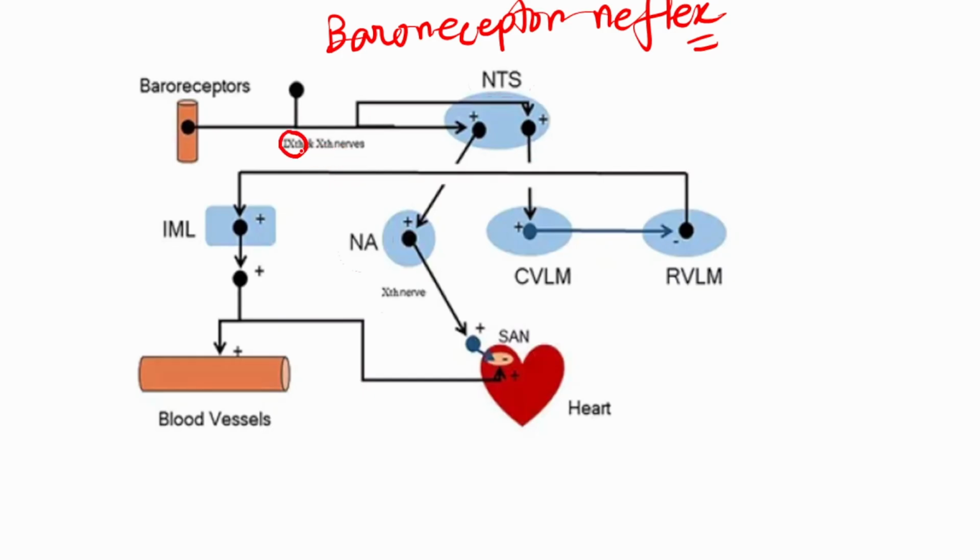9th cranial nerve is known as glossopharyngeal nerve, and 10th cranial nerve is called the vagus nerve. They send the signal to the nucleus tractus solitarius of the medulla. Then NTS processes this sensory input and alters the autonomic balance. Autonomic means we don't control it, our body automatically controls it. So NTS further activates another nucleus inside the brain called nucleus ambiguus to boost parasympathetic output via the vagus nerve.